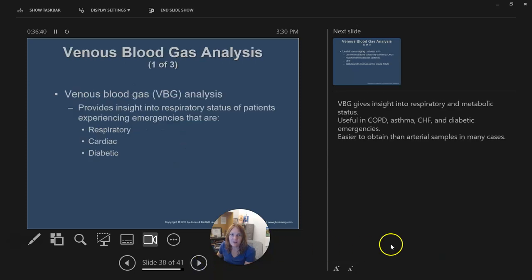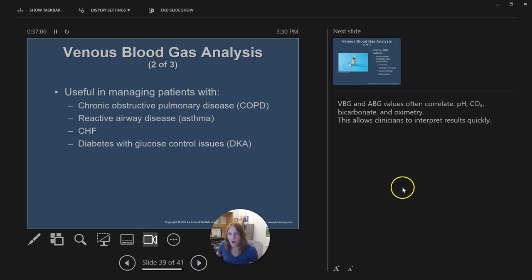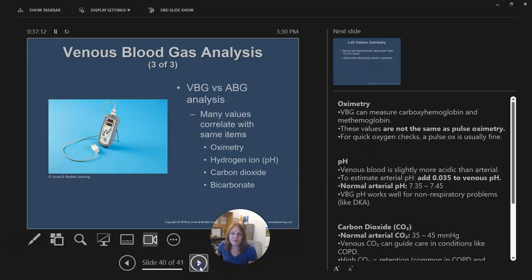All right. On to our venous blood gas analysis. This gives us insight into respiratory and metabolic status. It's useful with our COPDers, asthma, CHF, as well as our diabetic emergencies. It's easier to obtain than arterial samples in many cases. Our VBG and our ABG values often correlate: our pH, our CO2, our bicarbonate, our oximetry. This allows our clinicians to interpret results very quickly. So here we go. Let's break these down.